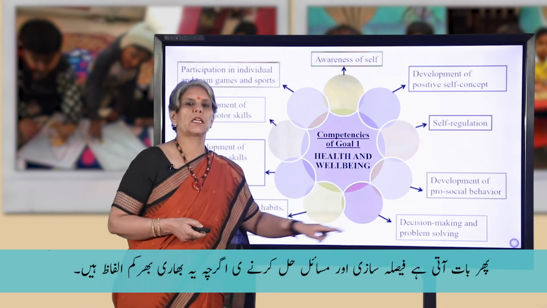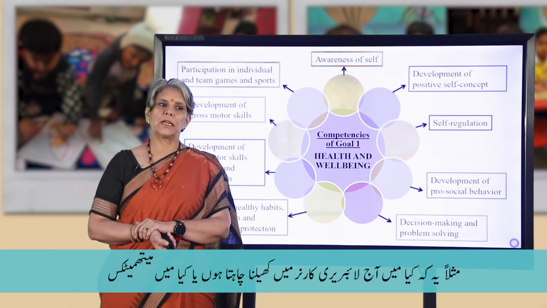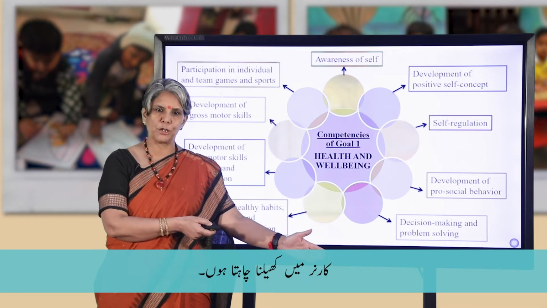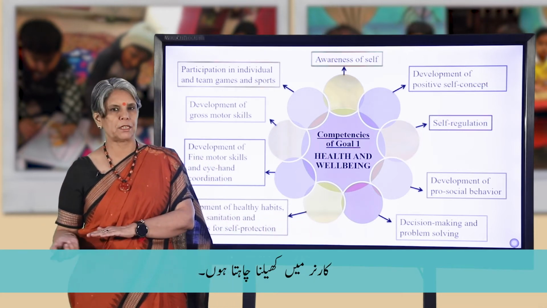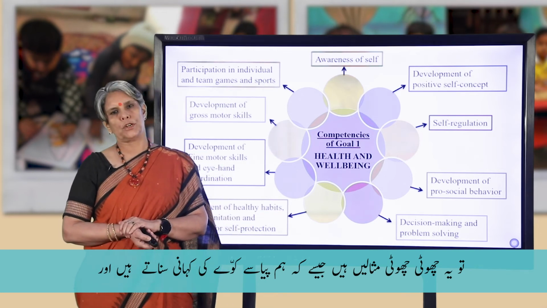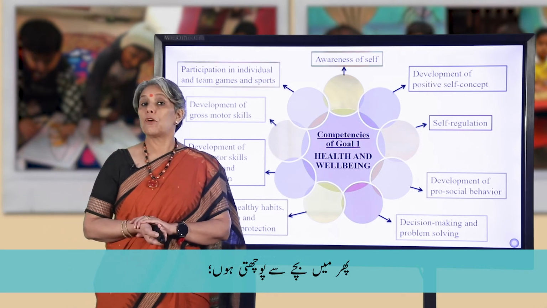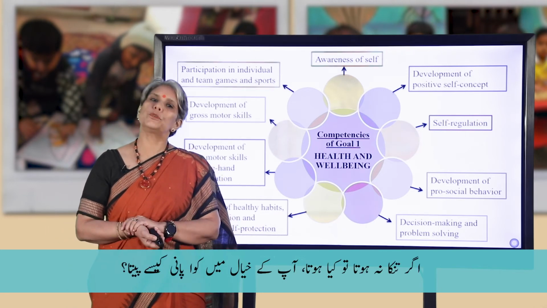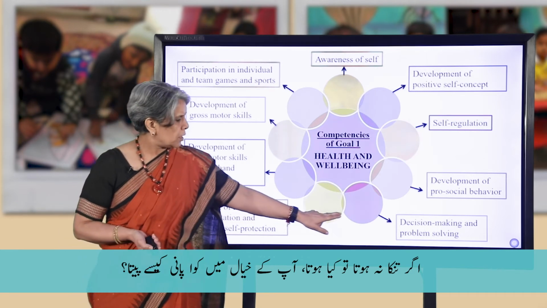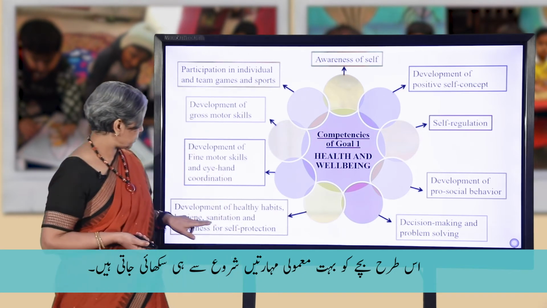Then decision making and problem solving. Though they look like big words, problem solving is like: do I want to play in the library corner today, or do I want to play in the mathematics corner? These are small, like for example, we tell a story of a thirsty crow, and then I ask the child, what if there was no straw? How do you think the crow would have drunk the water? So small problem solving skills are to be taught to children right from the beginning.